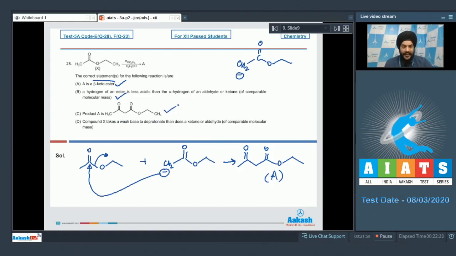If we talk about the last option which is given to us, compound X takes a weak base to deprotonate than does a ketone or aldehyde. So this is not correct, students. This statement is the opposite statement of option B, and we had seen that option B was correct. So students, for question number 28, we have to mark the correct answer as option A, B and C. Let us look at the next question now.